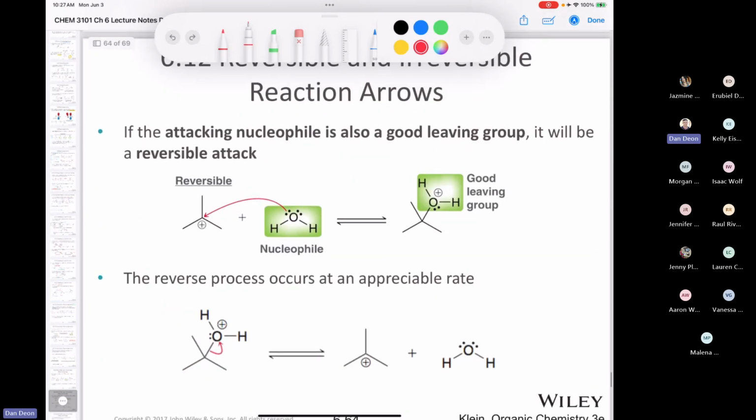Here are the rules. If the nucleophile attacking your electrophile happens to be a good leaving group, it's reversible. In this case, water is a good nucleophile to a carbocation, but it's also a very good leaving group because it's the conjugate base of hydronium, which is a strong acid. Hydronium has a pKa of about -2. So water is a really good leaving group, and that means the reverse process is going to happen. So in this case, we draw equilibrium or reversible arrows.